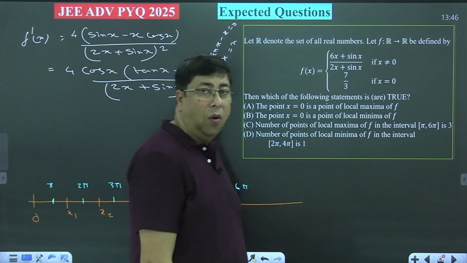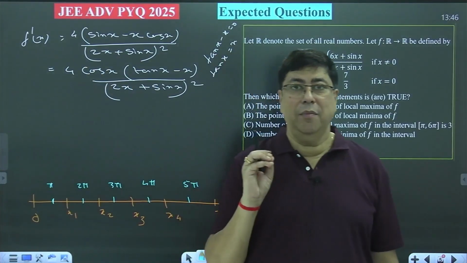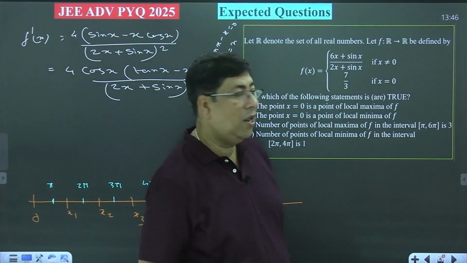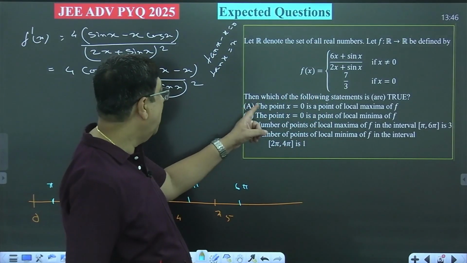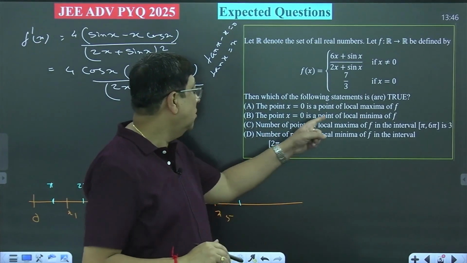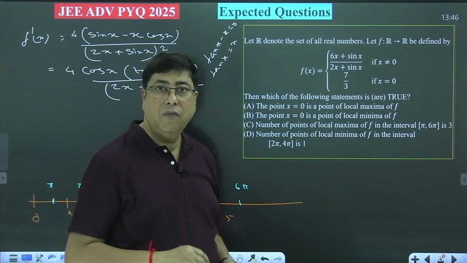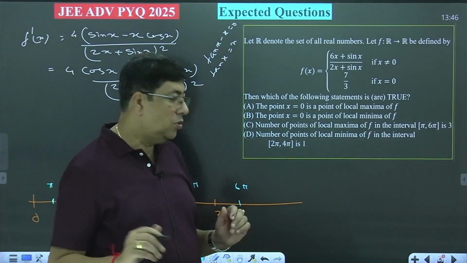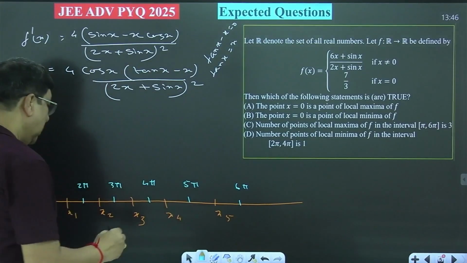Now, almost our diagram calculation is done. Now we'll check the options one by one. First of all, the point x equal to 0 is a point of local max, and point x equal to 0 is a point of local min. The function is totally continuous. It can be either A or B. This is an MCQ question. So let us check.